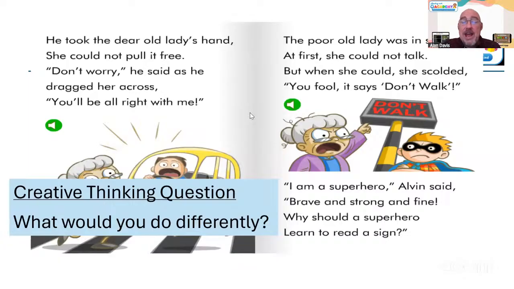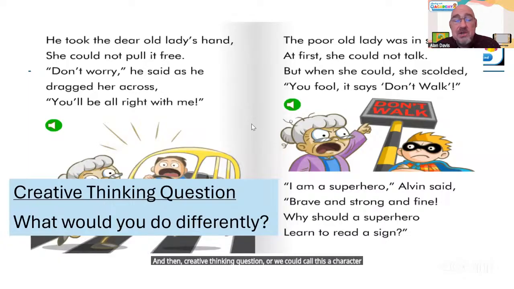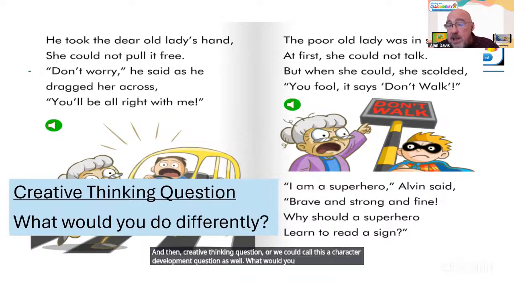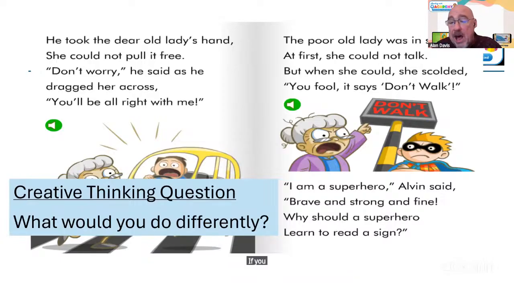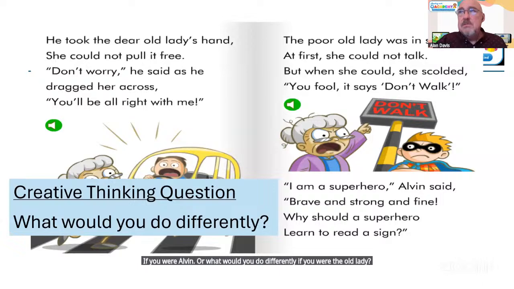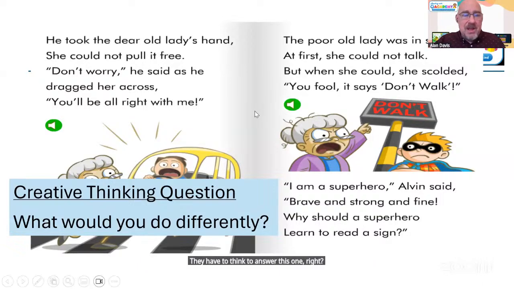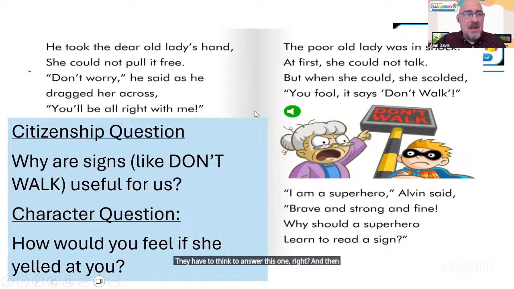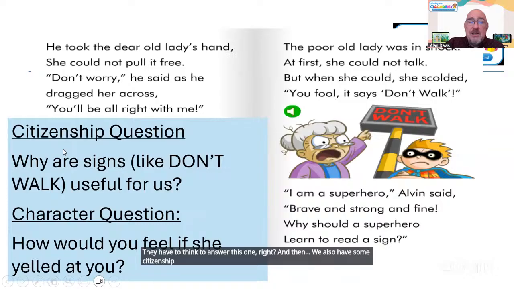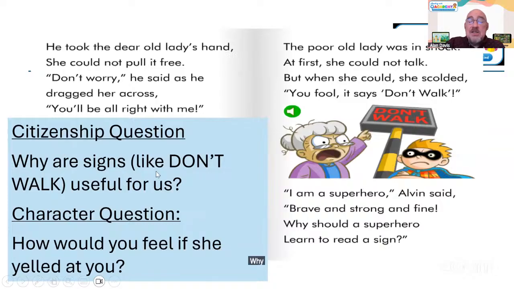And then creative thinking question, or we could call this a character development question as well. What would you do differently if you were Alvin? Or what would you do differently if you were the old lady? They have to think to answer this one, right? And then we also have some citizenship questions. Why are signs like "don't walk" useful for us?